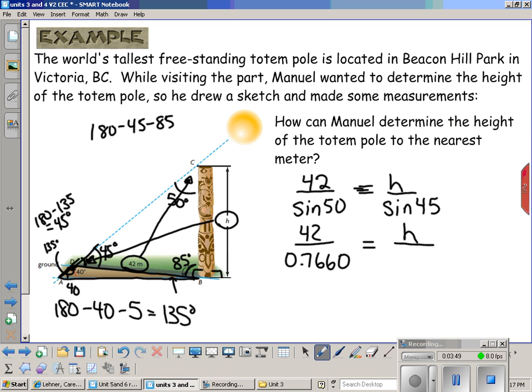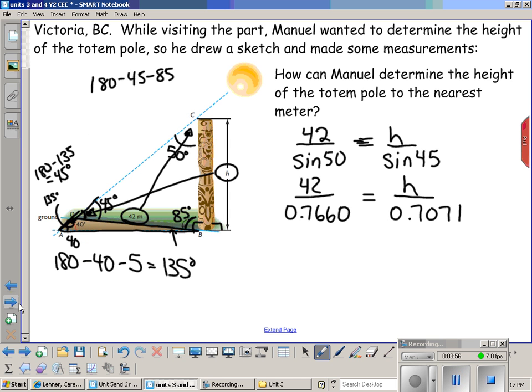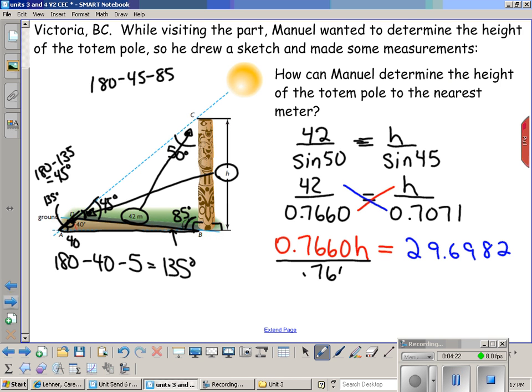Sine of 45 is 0.7071. From here, either solve it using linear equation rules or solve it by cross multiplication. So if we solve it by cross multiplication, we get 0.7660H equals 42 times 0.7071, which is 29.6982. We want to solve for H, so divide both sides by 0.7660.